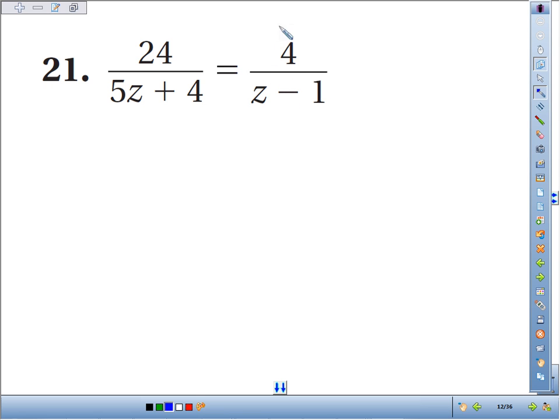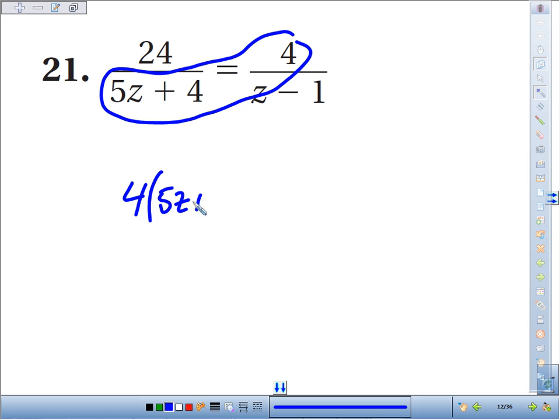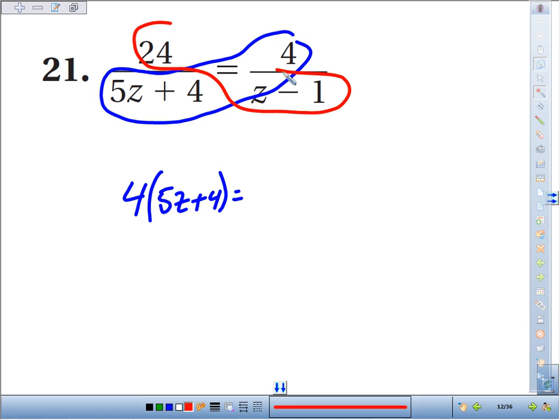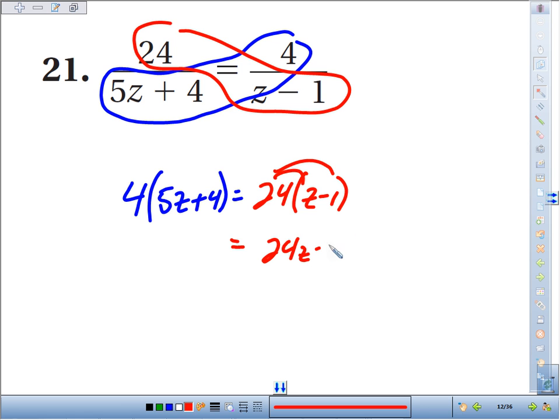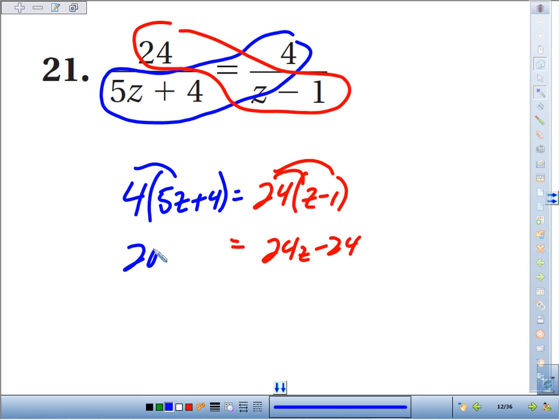The last problem in this section, number 21, same idea. You could do it with mental math and some multiplicative relationships like 4 times 6, but I'm going to choose to set it up with my airplane wings. This cross product, 4 times the quantity 5z plus 4, equals this cross product, 24 times the quantity z minus 1. Distributive property, we get 24z, and 24 times negative 1 is negative 24. On the other side, 4 times 5z, that's 20z, and 4 times 4, that's 16.